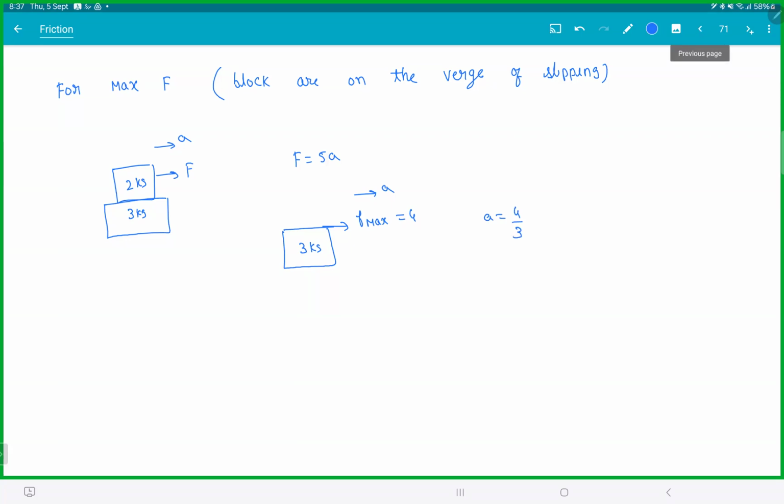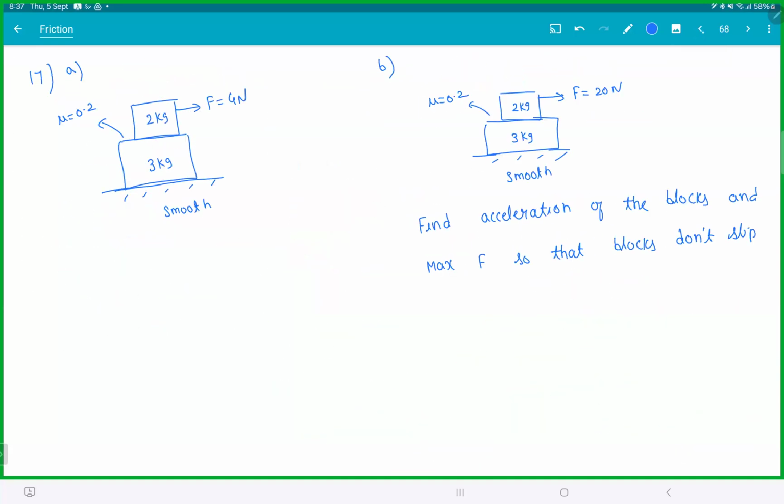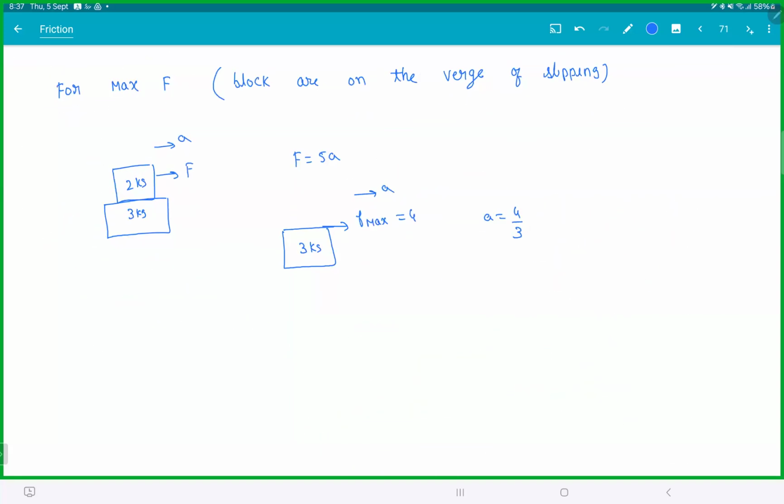Done. So take this and substitute here. So we get F is equal to 5 into 4 by 3. That is 20 by 3 newtons. So if you apply 20 by 3 newtons, you're exactly on that verge. Both are going together, but you're about to slip also. If you want, you can take the 2 kg also. You'll get the same answer.